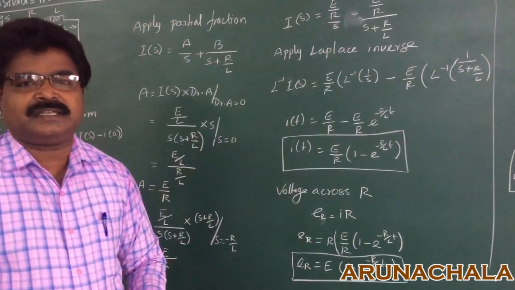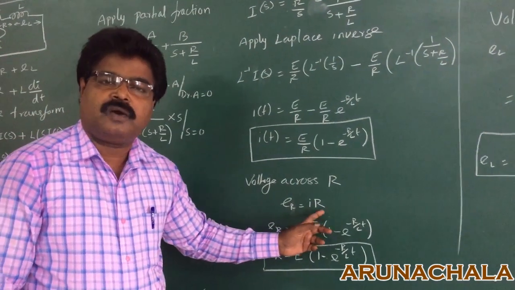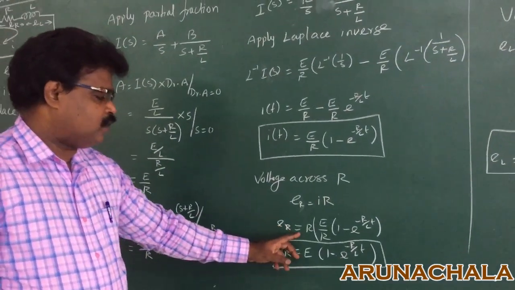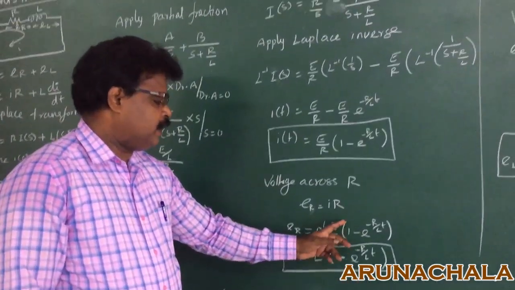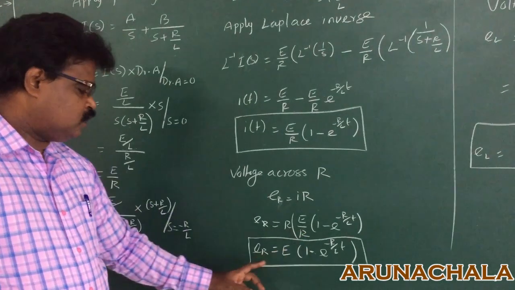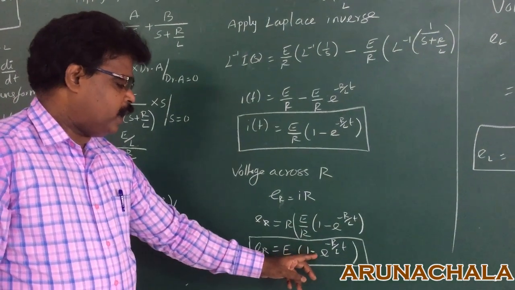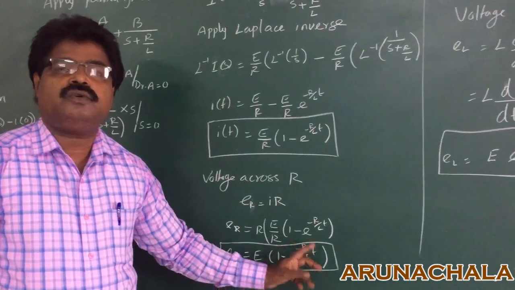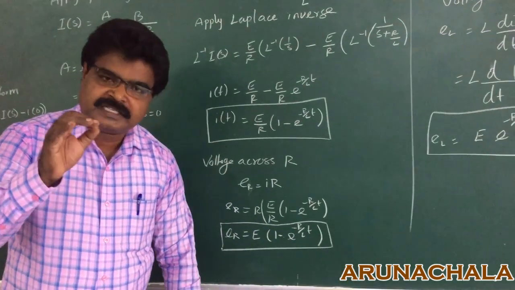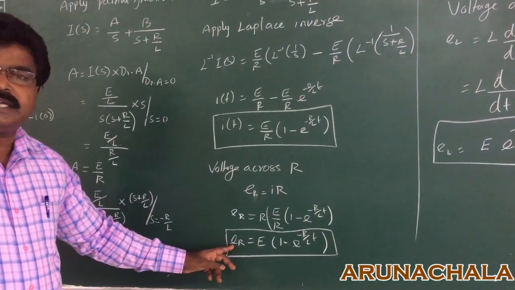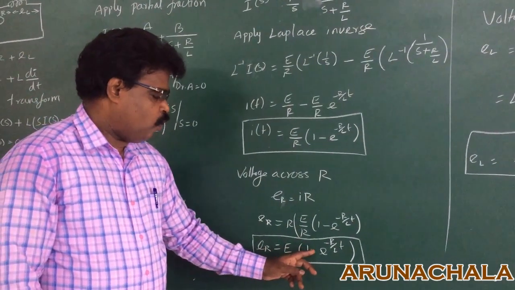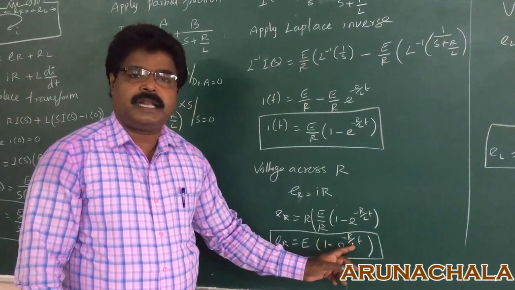During transient, what is the voltage across the resistor? You know that ER is equal to I into R. What is this I? I is nothing but the transient current I of t. So ER is equal to R into I of t, which is E by R into 1 minus e power minus R by L into t. So this R gets cancelled. So ER is equal to E into 1 minus e power minus r by l into t. This is the formula to calculate the transient voltage across the resistor.